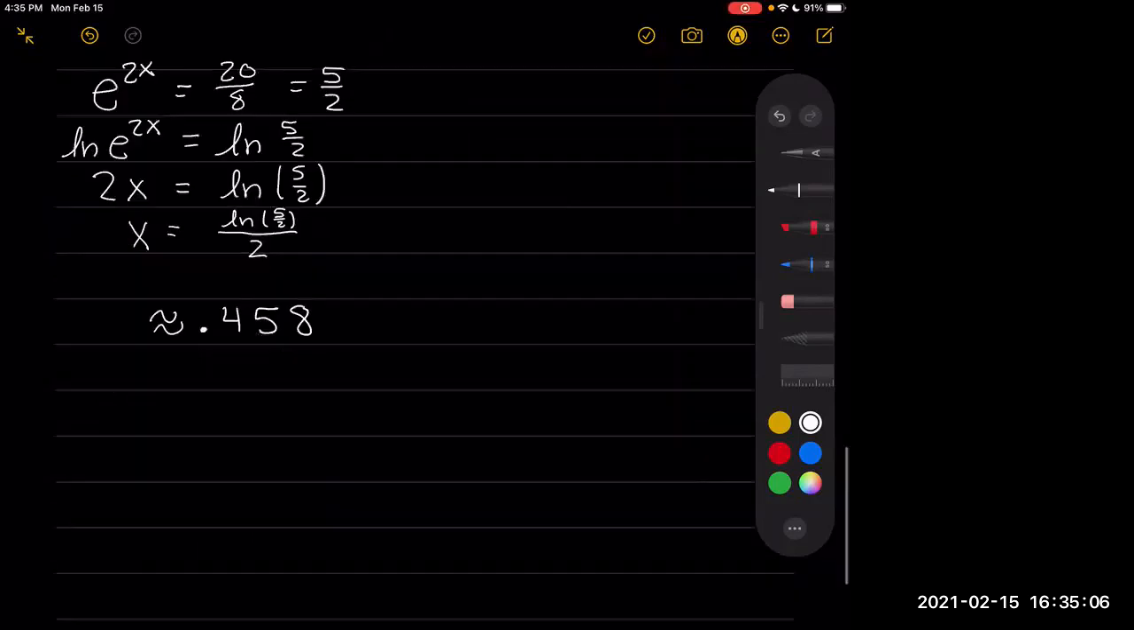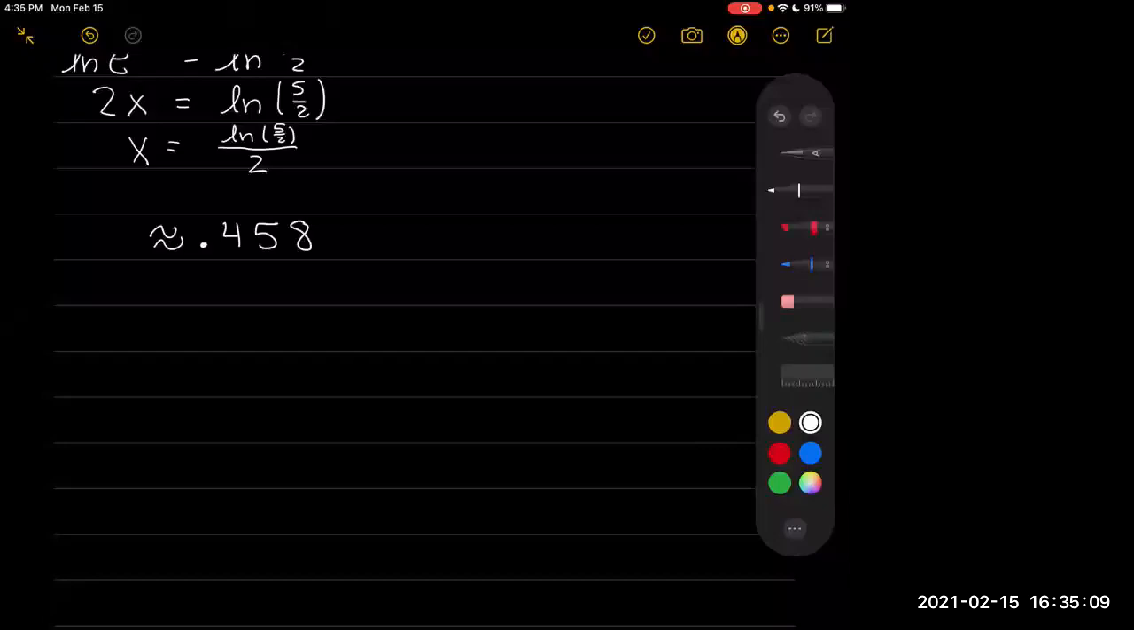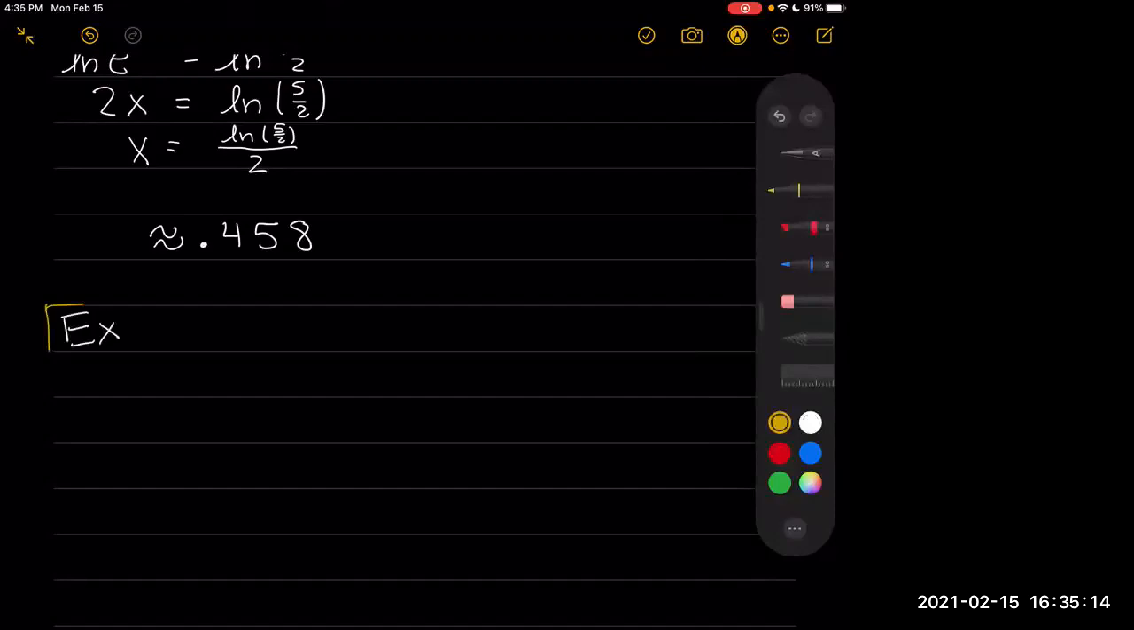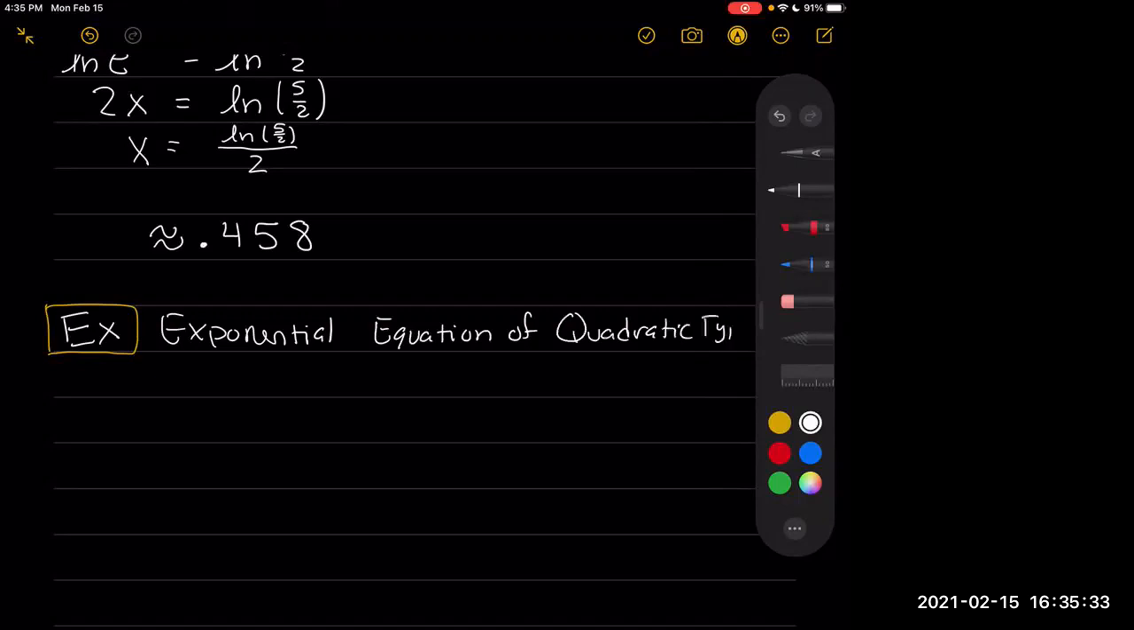Okay, now we're going to look at a specific type of problem. We're going to look at an exponential equation of quadratic type. What this means is we're going to look at something like e to the 2x minus e to the x minus 6, all equaling 0.